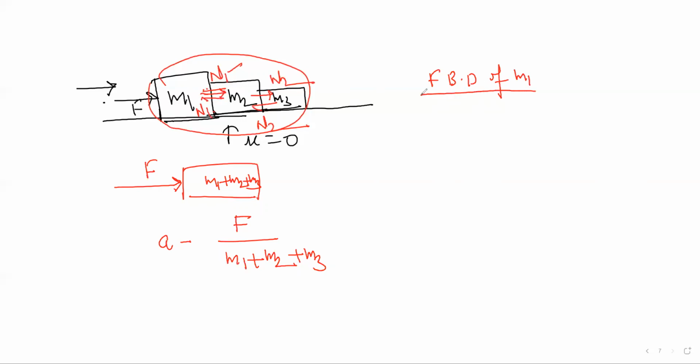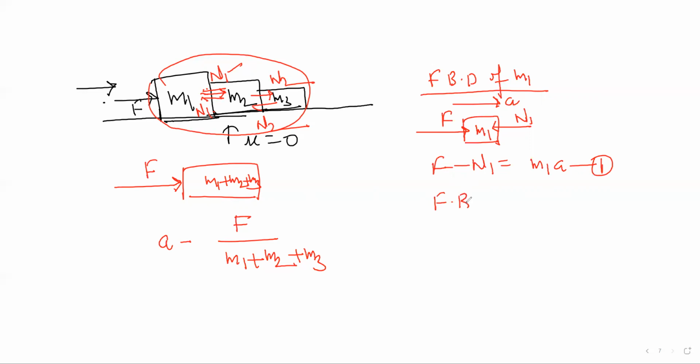What is happening with M1 is that F is applied from the left side and N1 is applied from the right side, and it is accelerating to the right with acceleration a. Since it is accelerating to the right, of course F will dominate. So F minus N1 is equal to M1 into a. This is equation number one. So FBD of M2.